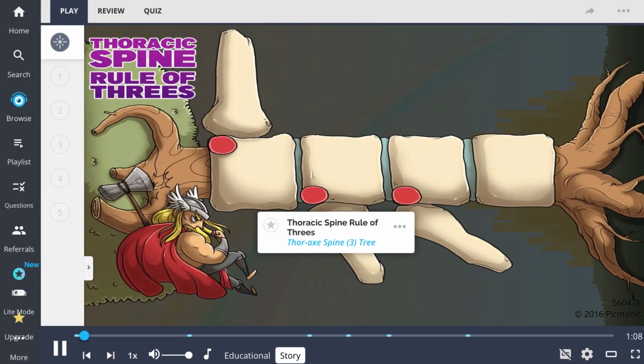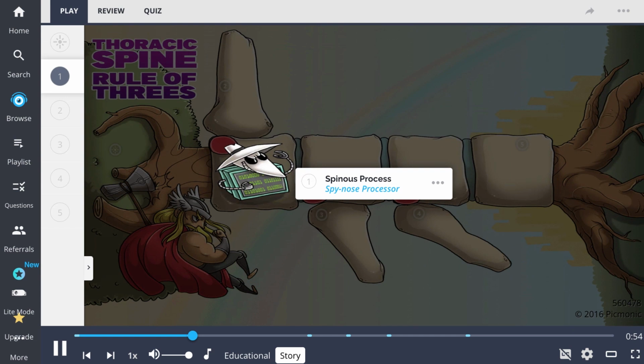Thor has driven his axe into the spine of the 3 tree Yggdrasil, the world tree. But he's not trying to chop it down. He's trying to locate a pesky critter that's been pestering him, a spine nose processor hiding in the tree's trunk. This nosy nuisance is driving his segways all over as a distraction, but they're actually giving away his position.